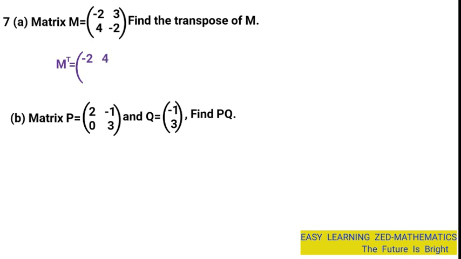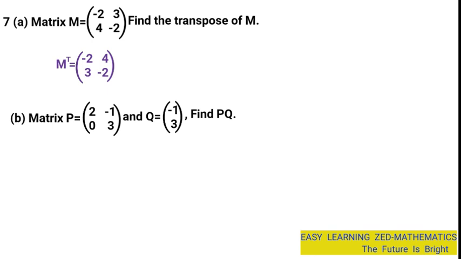Once we have done that, we're also going to change the column. The second column will become the second row. So we're going to write 3 down here where there was 4. Then we're going to write -2 and close the bracket. So this is the transpose of matrix M. We have swapped the columns to become rows.